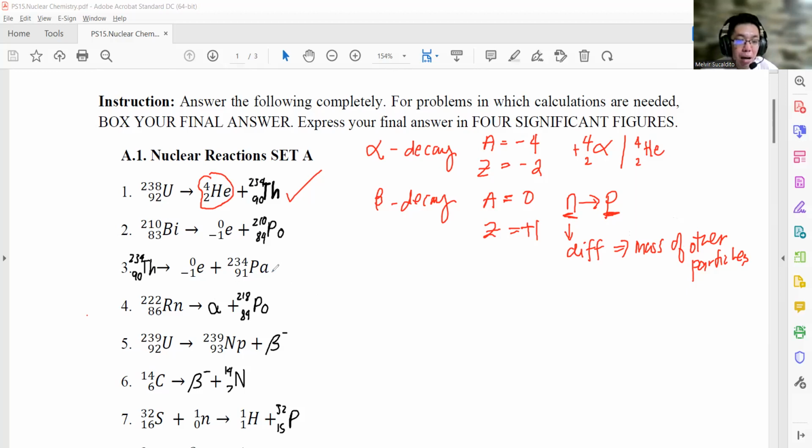for this one you have protactinium, yung product. Okay, correct. Thorium dapat yung mabubuo mo. Eh bakit number 3 na ako? Check ko muna yung sagot mo sa 2 ha. For number 2, correct. Dapat polonium yung sagot mo. Okay, correct. Then for number 4, radon. Okay, alpha particle dapat plus polonium-218.